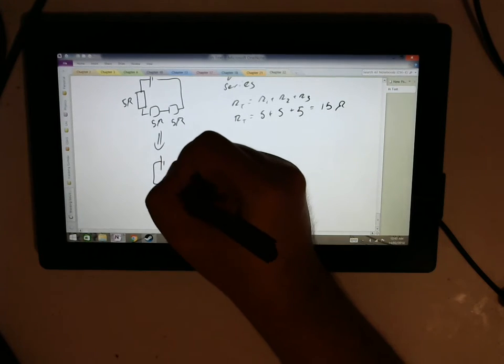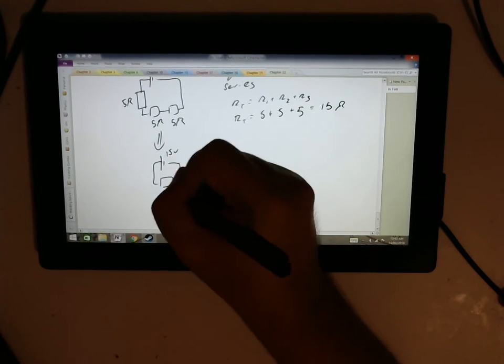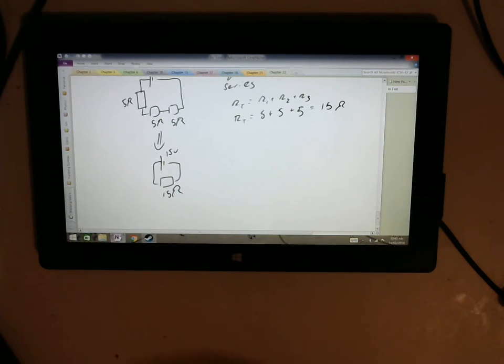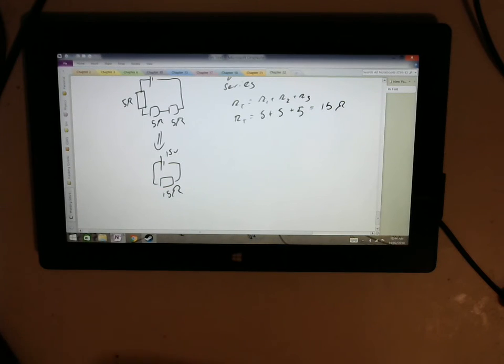Battery, resistor, back home, 15 volts, 15 ohms. That's something I really hate doing, I'll be honest with you. I don't really enjoy doing all these circuit after circuit after circuit after circuit. It does get a bit tedious in my opinion.